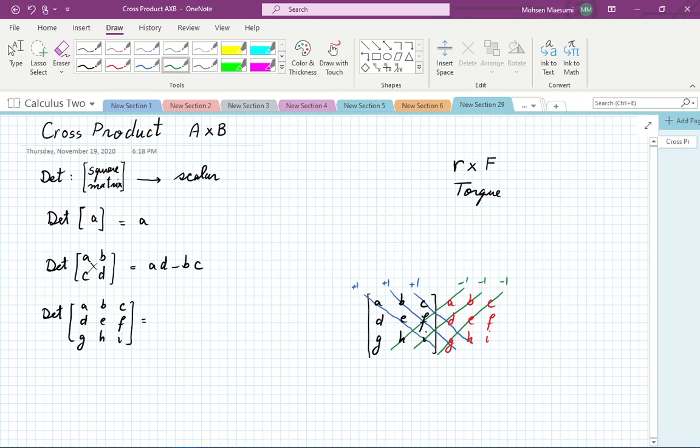So there will be 6 diagonals total, 3 of them multiplied by pluses, 3 of them multiplied by minuses, and we collect all of these and throw them in a single bag, if you wish to call it that. A, E, I, and then B, F, G, and then C, D, H. Then I have minus A, F, H, minus B, D, I, minus the final one, C, E, G.